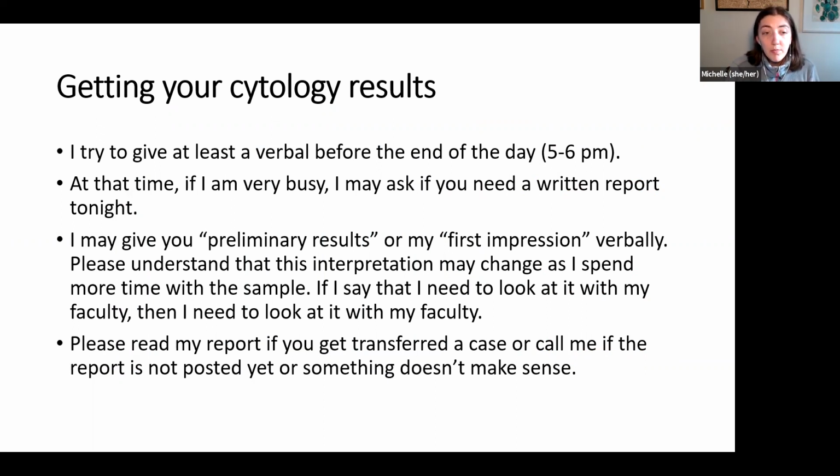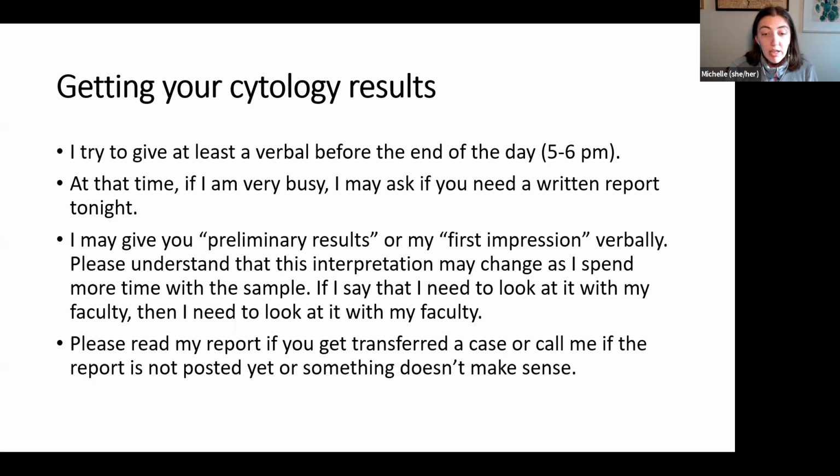And then I may ask, this would be something I would probably ask the residents more that are on the case, if they need a written report tonight, or if it's okay to have that in the morning. I may give you preliminary results or first impression verbally, but understand that this may change as I spend more time with the sample. If I say that I need to look at it with my faculty, then I need to look at it with my faculty.